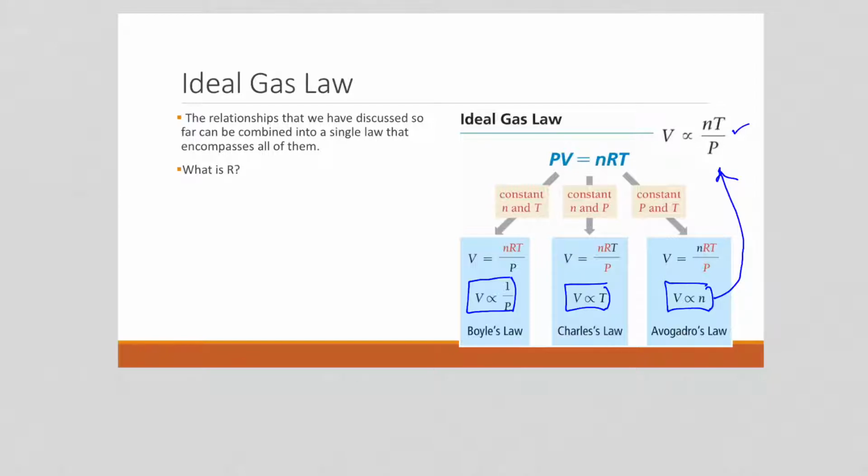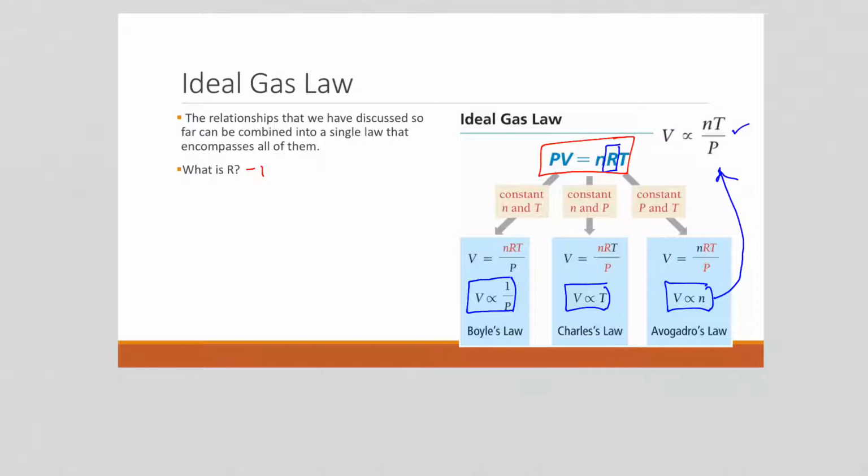Now, to convert this proportionality into an equation, we insert a constant, and that constant here is R. With a little rearranging, we get what we call the ideal gas law, which is PV equals nRT. Of course, the order doesn't matter here. This is just the typical order that you see it expressed in. So what is R?